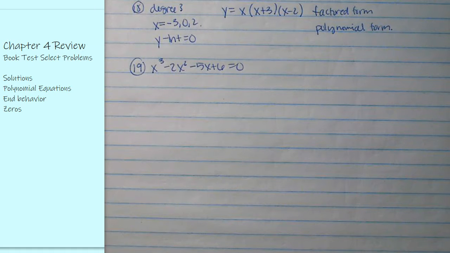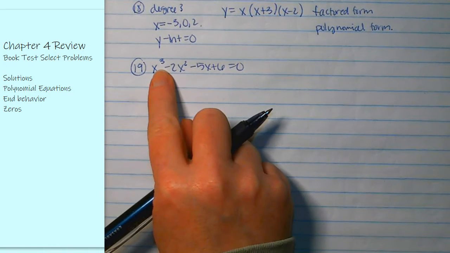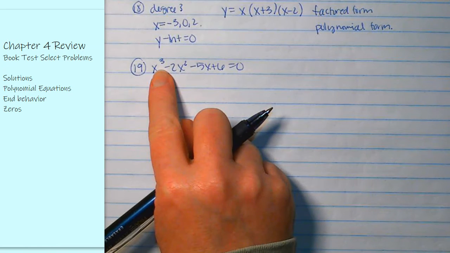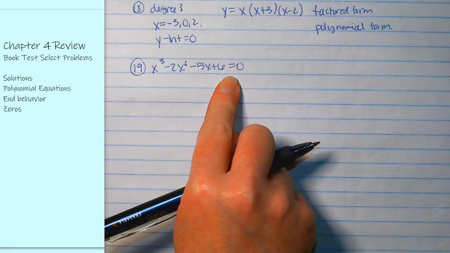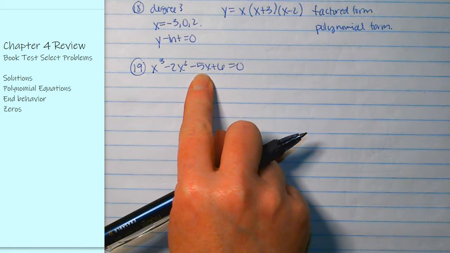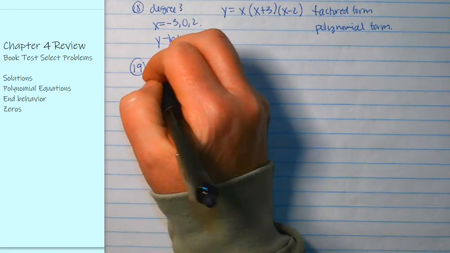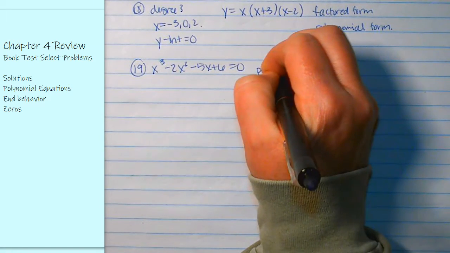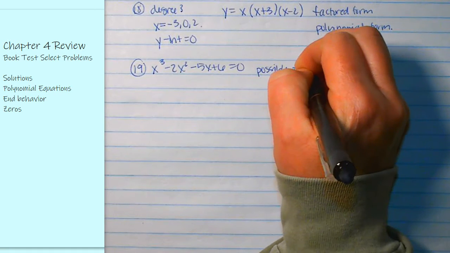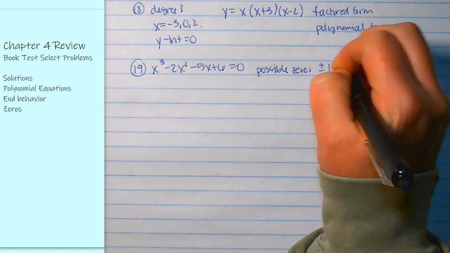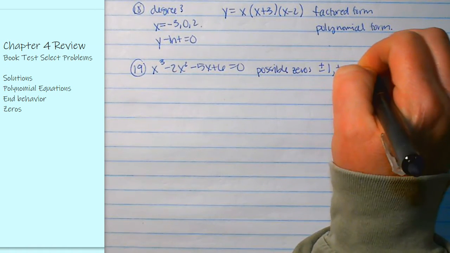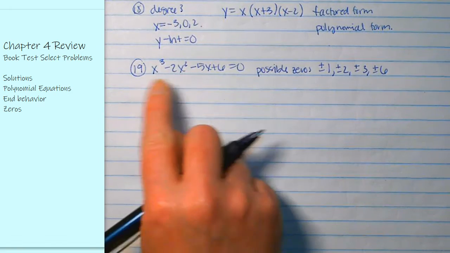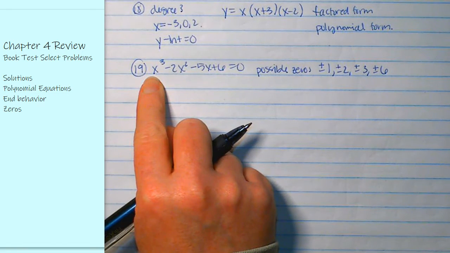19 says, here's a third degree polynomial. Please find all the solutions. So first I'm going to see 4 terms and I'm going to try to factor by grouping, but this doesn't work. The 5 messes us up. I know that from the beginning. So instead I'm going to start with possible zeros. Plus or minus 1, 2, 3, and 6. And I don't have any fractions because I have 1 in the front.